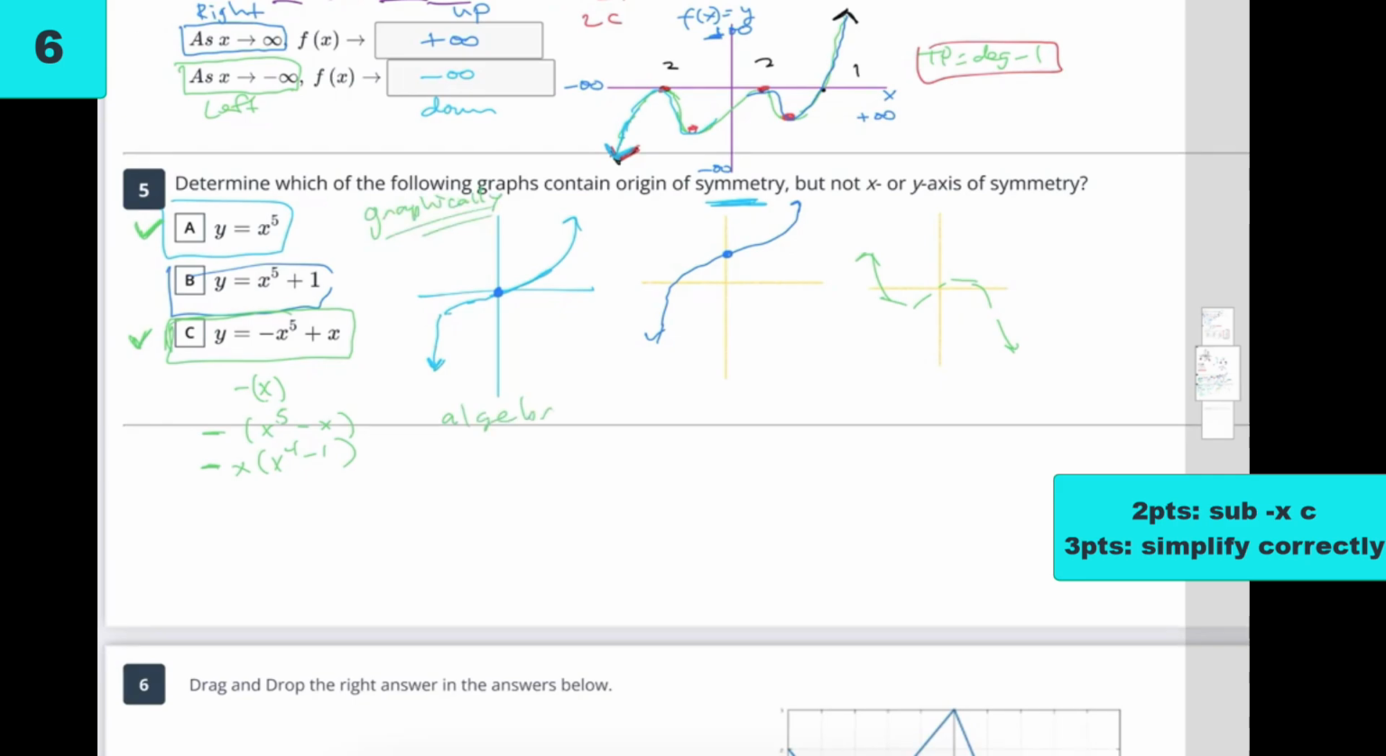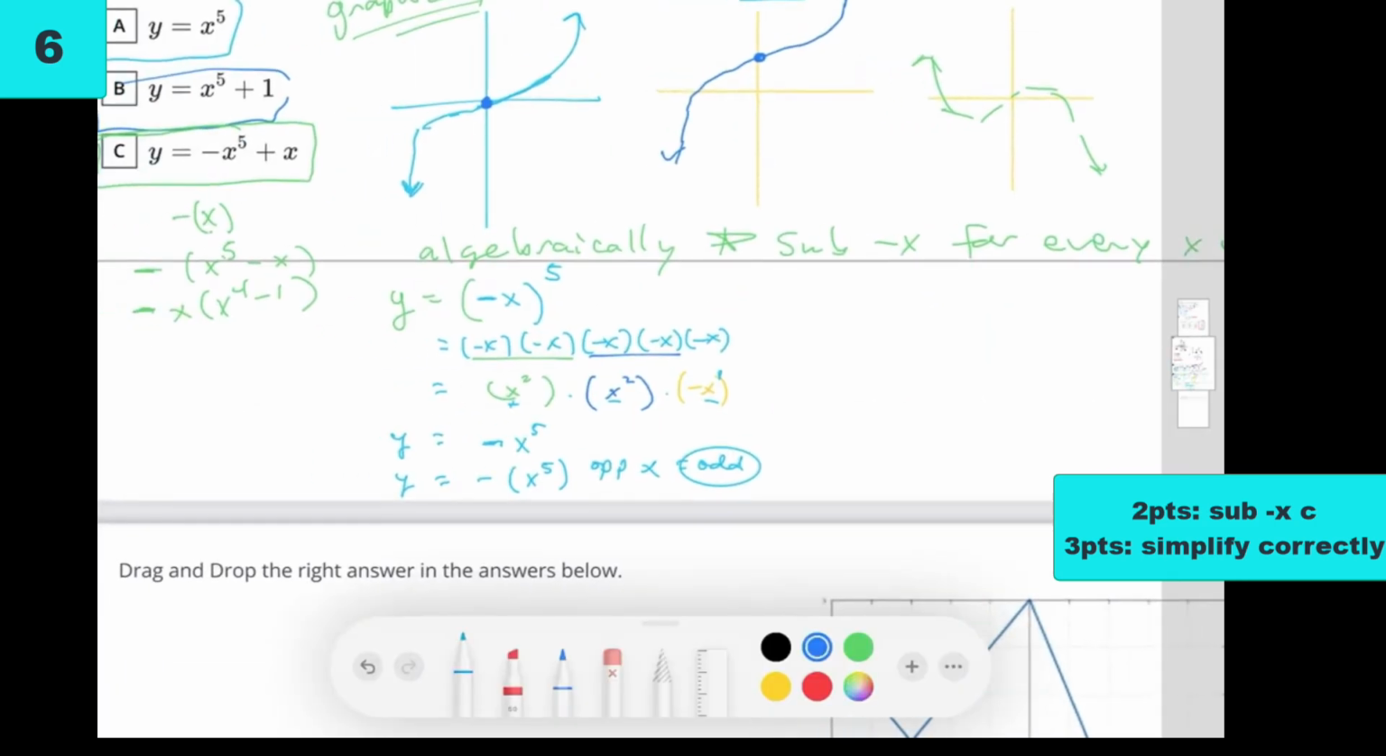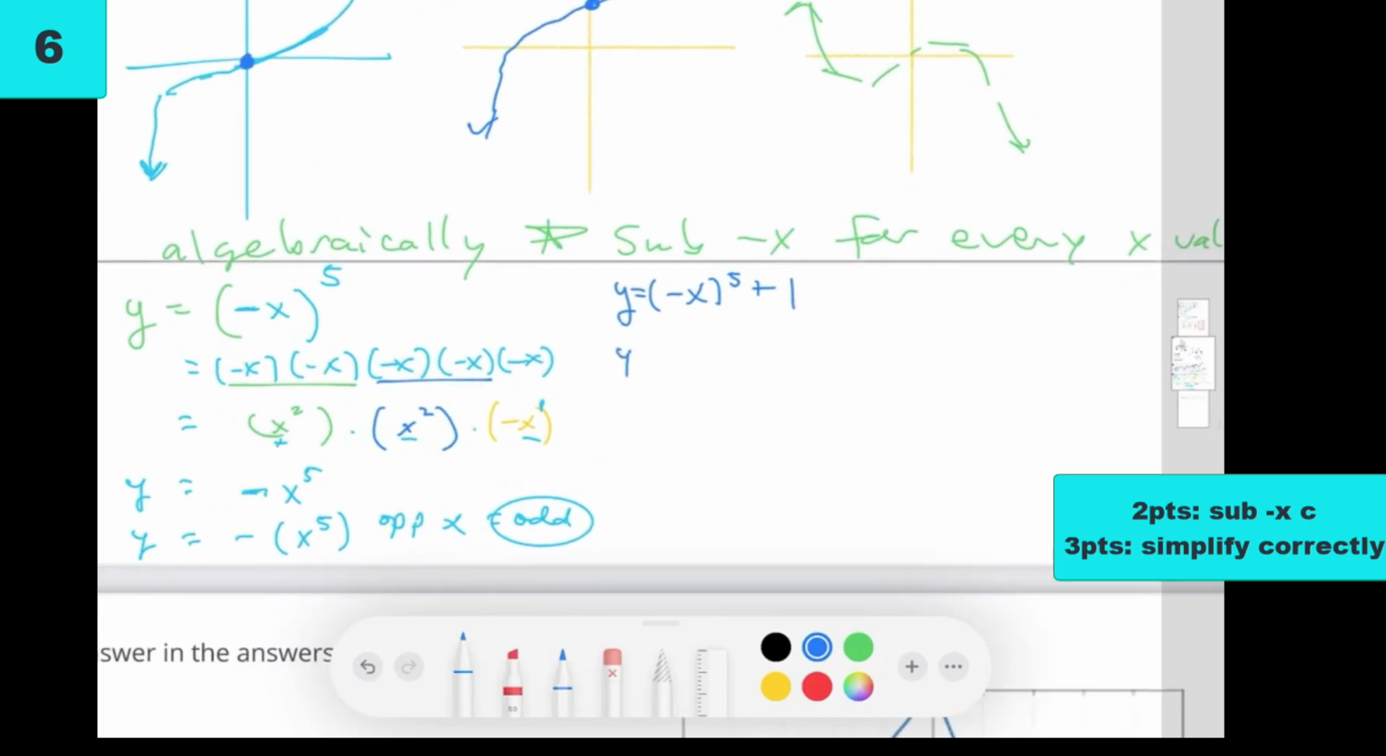And now we're going to do it algebraically. How do you do it algebraically? For symmetry, this means sub negative x for every x value. Let's go ahead and do that for the second one. Y equals negative x to the 5th power plus 1. And we already know what this comes out to be. This is negative x to the 5th power plus 1. And let's just say you factor out a negative. So that would be x to the 5th minus 1.